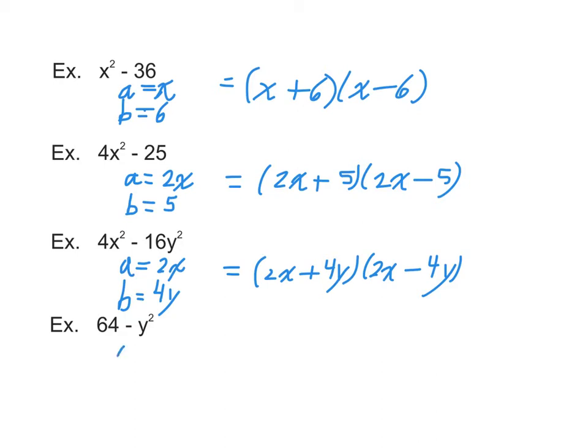In this final one, you see a variable only in the second part, but it doesn't make a difference. It's still going to be the first thing is the a squared and the second thing is the b squared. Well, here I know 8 gave the 64, and there must have been a y to be squared in the second part. This turns out to be a plus b, a minus b.